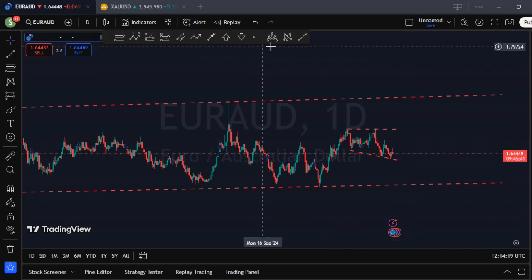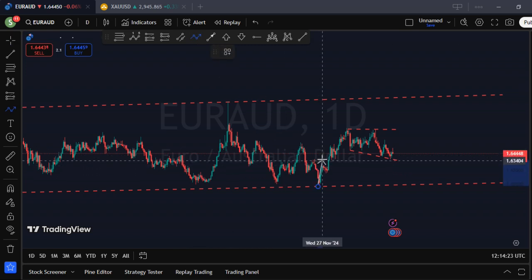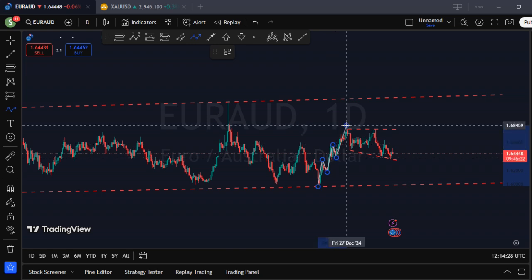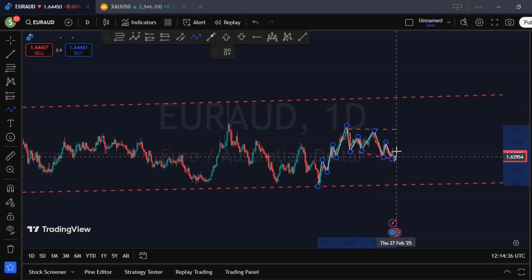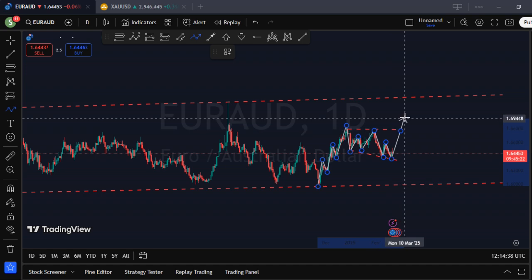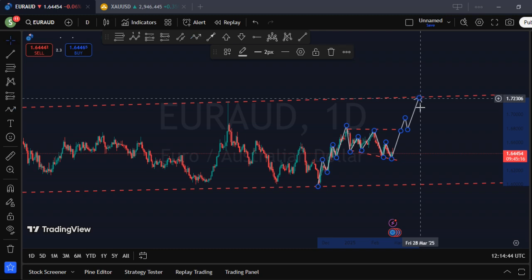Already you can see that from this side to here, it moved to this point, and then it came. This is what we have: a double bottom, and then we move to this, and then we break, and then we come to test, and then we hit our target here.